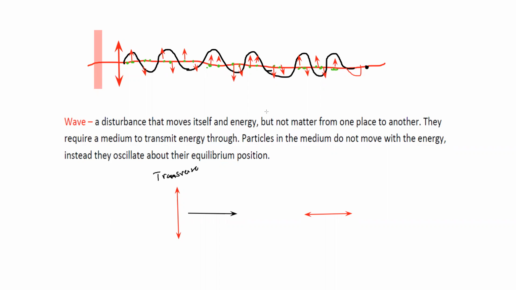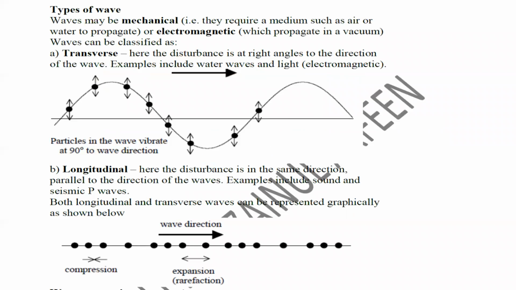But if the particles are vibrating parallel to the direction in which the wave is traveling, moving in the same direction as the wave, then we call that wave longitudinal. So a wave can be a transverse wave or a longitudinal wave. As you can see, these are the types of waves.